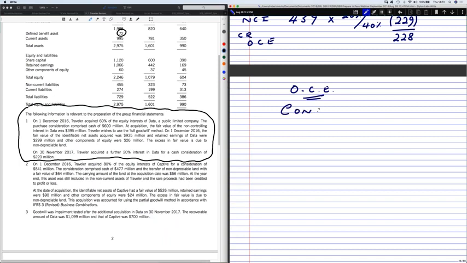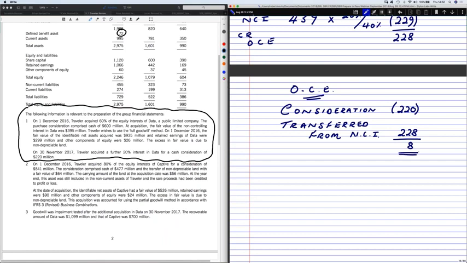So I'm going to put here consideration, and I'm going to put this in brackets, consideration of 220, and you could say credit the bank and debit OCE. And then I'm going to put a little line here, transferred from the NCI, and the figure here we know is 229, which is, we've just said, debit the NCI, credit OCE, and we now have a figure here of 8.